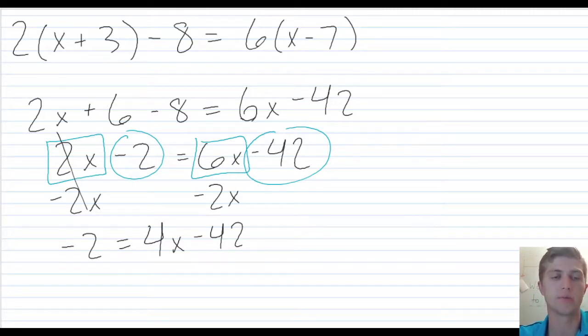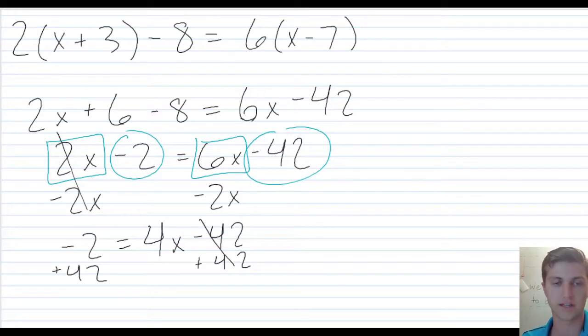What's happening to x? It's being multiplied by 4 and subtracted by 42. We're doing reverse PEMDAS, so we're going to deal with the subtraction and addition first. So how do we undo subtraction by 42? We add 42. What we do to one side, we do to the other. These things cancel. We're left with 4x over here. Negative 2 plus 42 gives us 40.